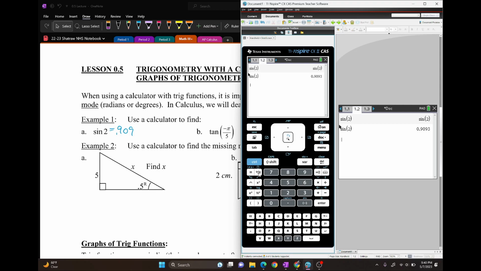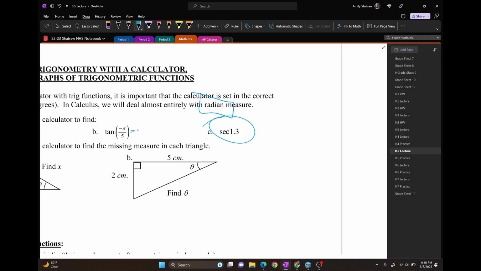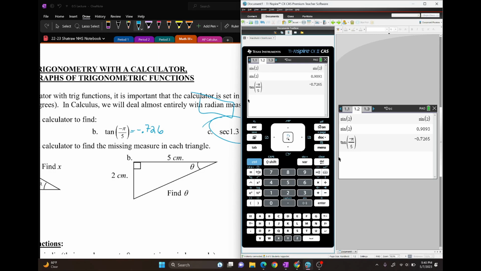And then a tangent, I'm supposed to do negative pi over 5. So I've got my trig button here. I've got tangent. I've got my negative. And I am a cheater, so I just use pi because I can type. You guys can find the pi symbol right there, okay? But I like to cheat. Now, pi over 5, hit control and then enter. I don't know what that number's going to be. That's not one that I would normally have memorized. Negative 0.726, okay?